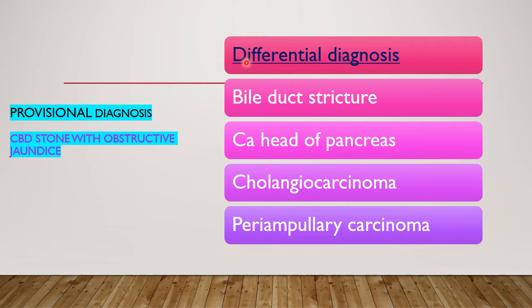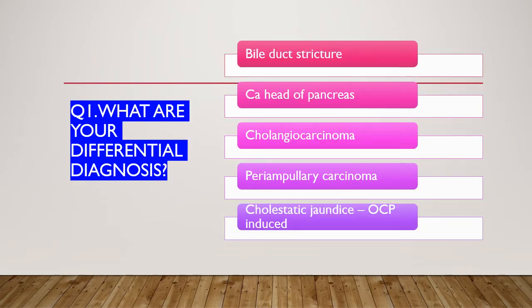So differential diagnosis will be bile duct strictures, carcinoma head of pancreas, cholangiocarcinoma, and periampullary carcinoma. These 3 are unlikely to be the cause because the patient is a young patient and the history is very short. So your question number 1, what are your differential diagnoses? Okay, these are the differential diagnoses we have mentioned. Of course, we also add in cholestatic jaundice due to the oral contraceptive.